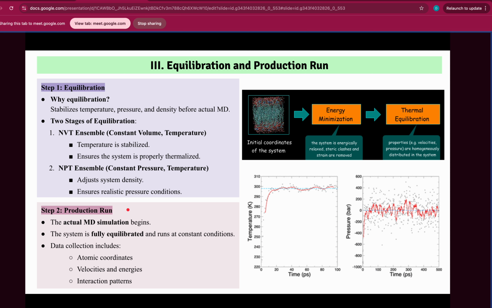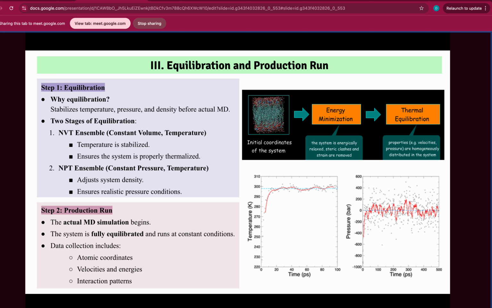Then comes the production run. The actual MD simulation will begin after the equilibration. The system is fully equilibrated and runs at constant conditions. Data collection will be performed after the production run, which will involve the collection of atomic coordinates, because by taking the atomic coordinates, you will compare them with your wild type structure. You will see how my coordinates are changing with time.